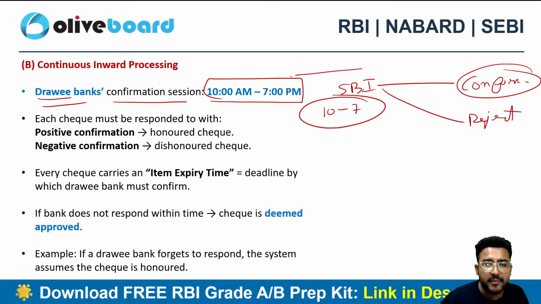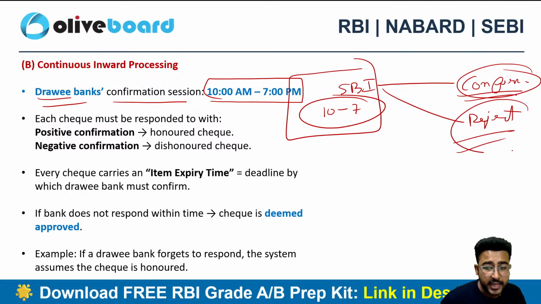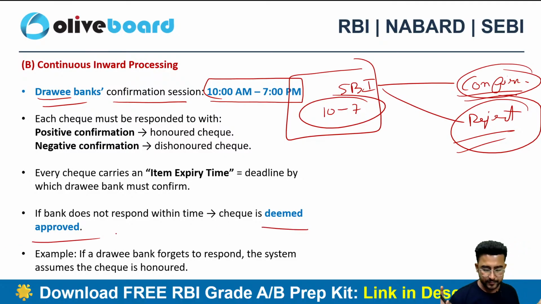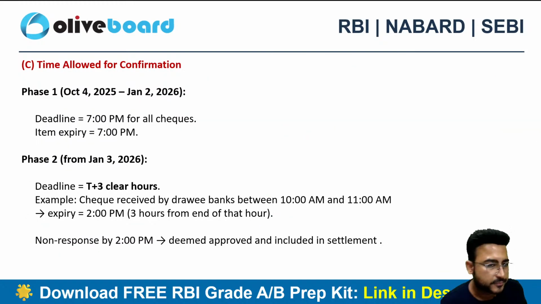If SBI bank has not confirmed the check, and SBI bank is also not rejecting the check, right? Neither the confirmation nor the rejection is there from SBI bank. It will be deemed approved. If it is not a confirmation, if it is not a rejection, then we'll assume it to be confirmed, right?